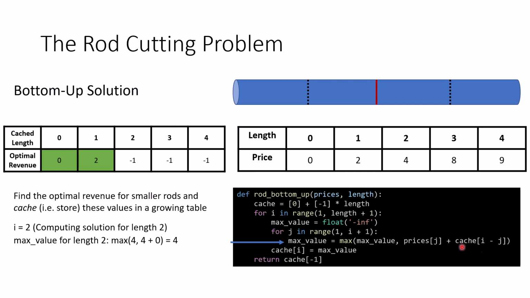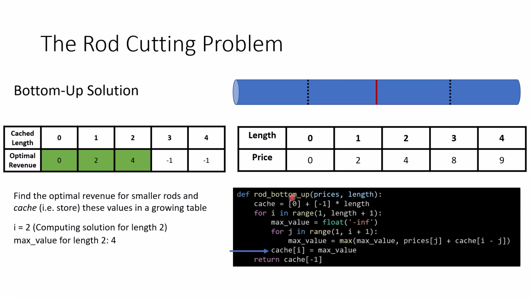So that's going to have a value of 0. So 2 minus 2 is 0. So, we have our optimal revenue of 0. This is going to be 4 plus 0, which is also the same as the max that we had before. So that's not really going to change anything. So the maximum possible length of a rod of length 2, that's still going to remain at 4. Okay? And you can see what the next step is going to be.